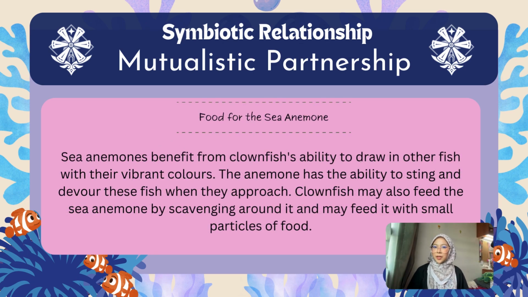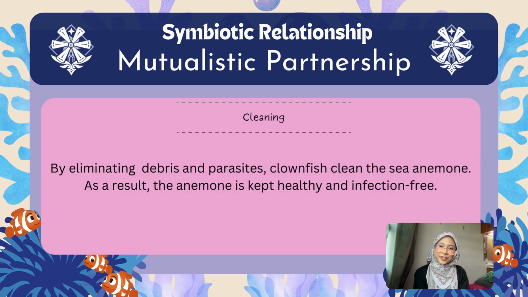Sea anemones can get benefit from the clownfish's ability to attract other fish with their bright color. As they approach, they get stung and eaten by the anemone. Clownfish may also feed the sea anemone by scavenging around them and may feed it with small food particles. Clownfish also clean the sea anemones by removing debris and parasites, which keeps the anemones healthy and infection-free.